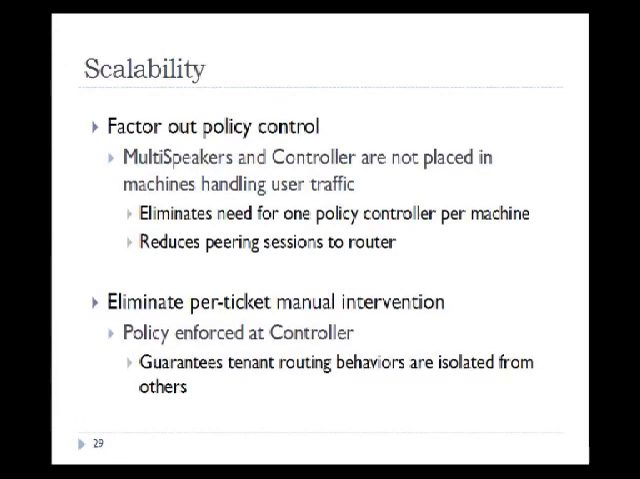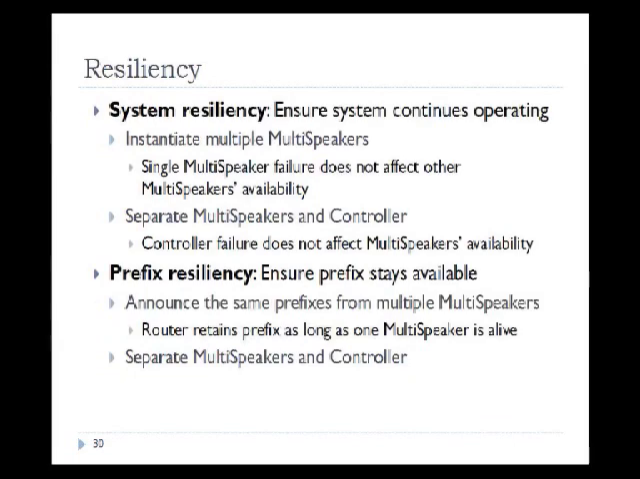The next point is resiliency. And the BGP Sharp system strives to achieve two types of resiliency. The first is called system resiliency, and this is to ensure that the system continues operating even when any single component in the system might fail. And BGP Sharp achieves that through two means.